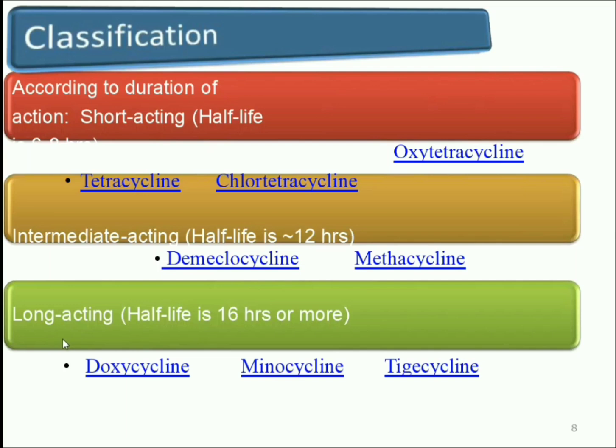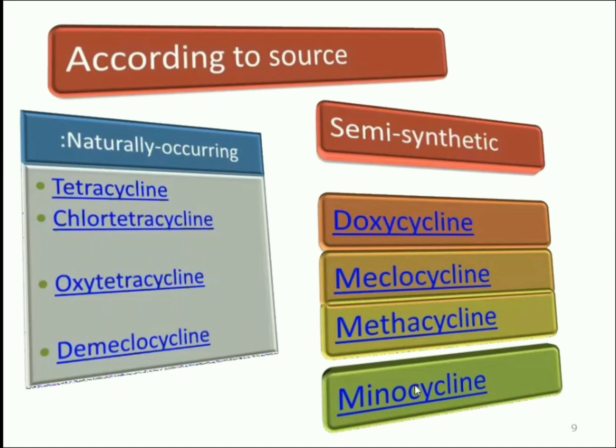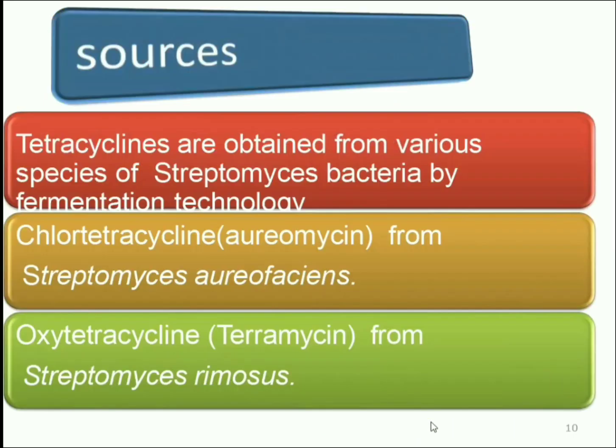Next is the classification according to the source from which the tetracyclines are derived. There are two sources: naturally occurring and semi-synthetic. The naturally occurring ones are tetracycline, chlortetracycline, oxytetracycline, and demeclocycline. The semi-synthetic ones are doxycycline, meclocycline, methacycline, and minocycline. Naturally occurring tetracyclines are obtained from various species of Streptomyces bacteria by fermentation technology: chlortetracycline from Streptomyces aureofaciens, and oxytetracycline from Streptomyces rimosus.